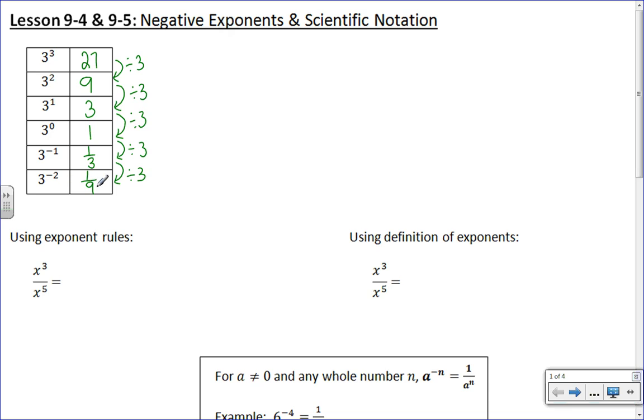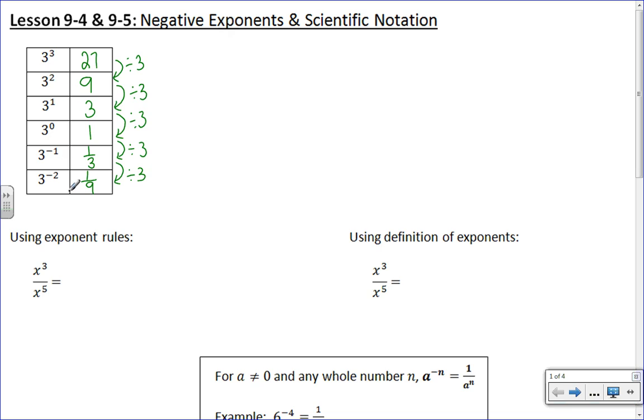And if you think about this, remember 9 is just 3 squared. So we see how we have 3 to the first is 3, and 3 to the negative 1 is 1 over 3. 3 to the second is 9, 3 to the negative second is 1 over 9. So we see the relationship between the positive exponents and the negative exponents on each of those.